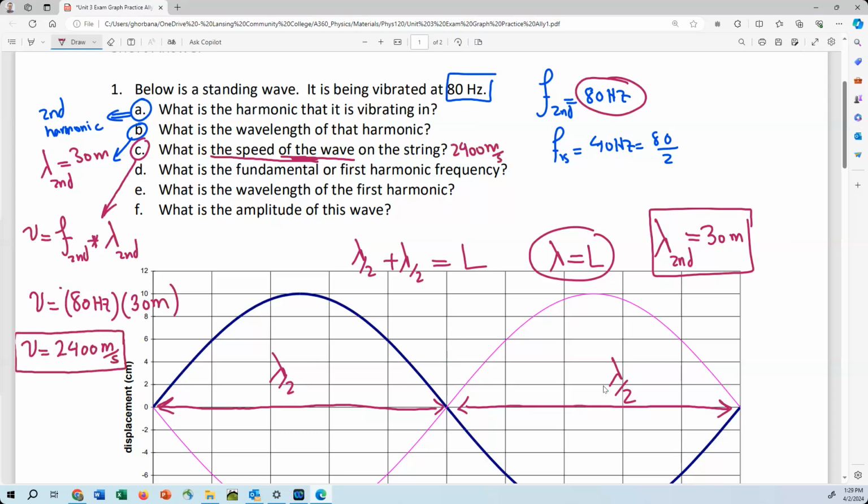Again, when you are calculating the velocity, the frequency and the wavelength should be in the same harmonic. If you have the frequency of the first harmonic and you are supposed to calculate the velocity, you need to find the wavelength of the first harmonic. The frequency of the first harmonic multiplied by the wavelength of the first harmonic gives you the velocity. If we do this, we will get the same velocity. It doesn't matter in what harmonic you are in the standing wave. You should always get the same velocity for the first harmonic, second harmonic, third harmonic, and so on.